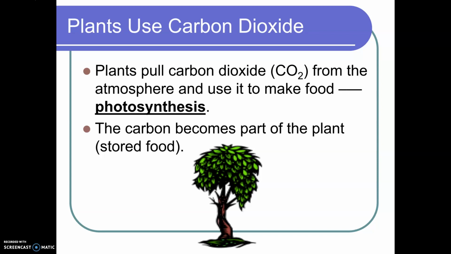So first and foremost, trees and plants use carbon dioxide. They have to have carbon dioxide in order to survive. This is something that we've already learned. Plants do the process of photosynthesis, and one of the reactants, or one of the things you have to have in order to do photosynthesis, is carbon dioxide. So when those plants pull carbon dioxide from the air, they use it to make food, and we learned through photosynthesis that the food that they make is glucose. That glucose then gets stored in the plant. It becomes part of the plant. So the carbon that they took from the air is going to be part of that plant.